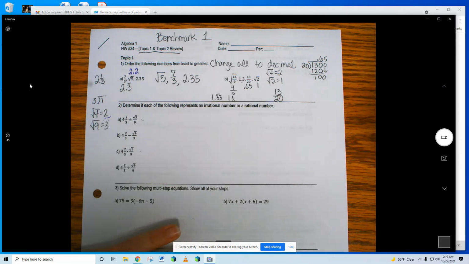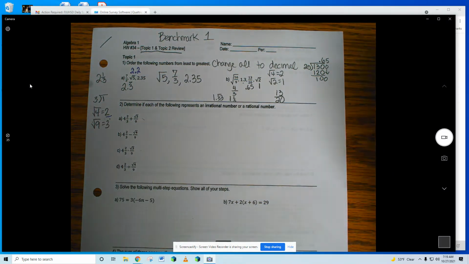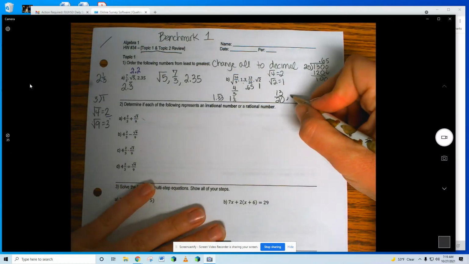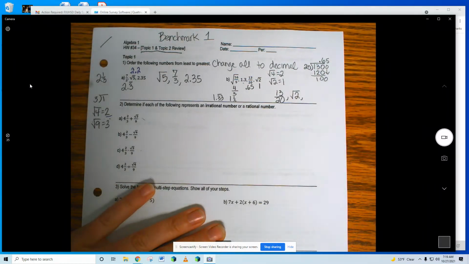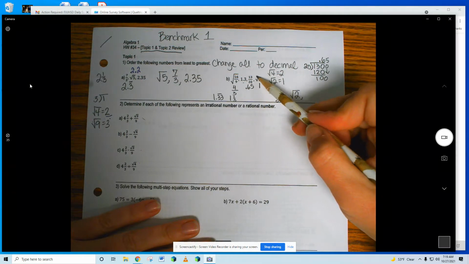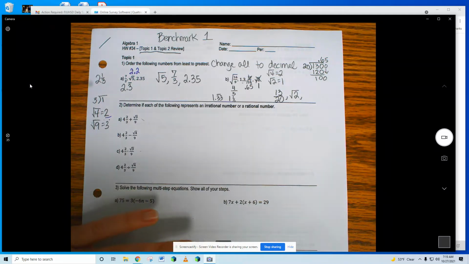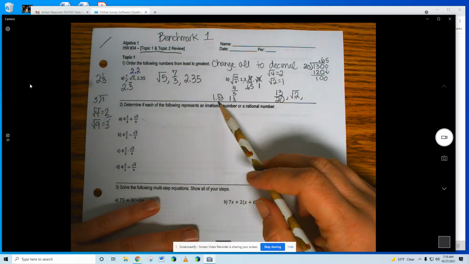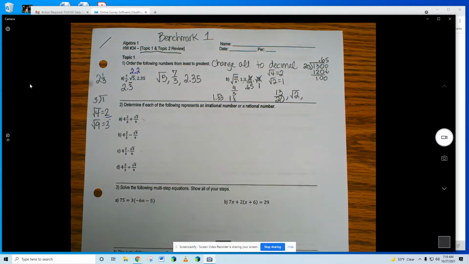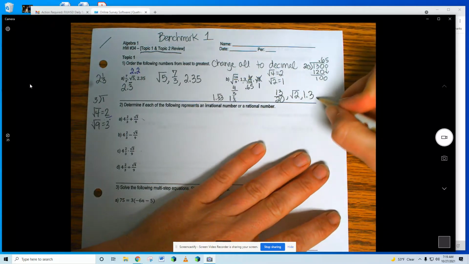What's the next smallest? I want new volunteers. Radical 2? Yeah. All right, followed by, so I've already done radical 2 and I've already done 13 over 20. Now I have to look at these and decide which one's smaller and which one's bigger. Is it 1.3 or 1.33? Which one's smaller? 1.3. And then my radical is 16/9.